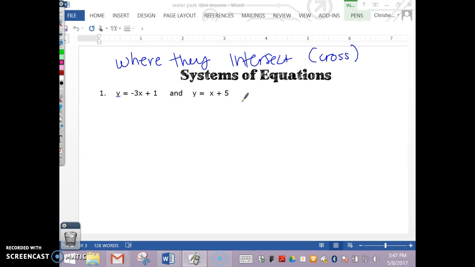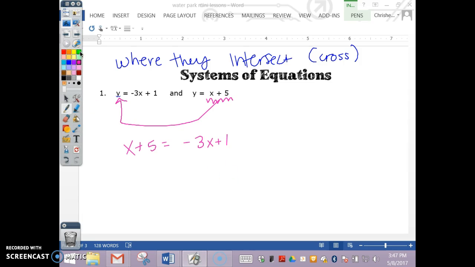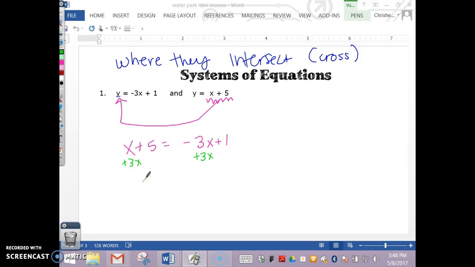Y equals x plus 5. So in the space where I have y, I can put x plus 5. So x plus 5 equals negative 3x plus 1. I'm going to get x by itself. Subtract the 5 from both sides, divide it by 4. That's the x value. Now to get the y value, I'm going to plug it back in.